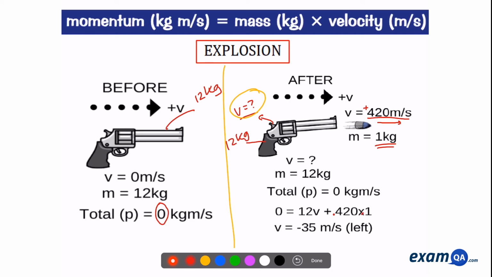And just rearrange that to find v. And you should get that v is equal to minus 35. And that is the speed of the gun going backwards by 35 meters per second. The fact that it comes out as a minus proves that it's going to the left and we've done it correctly.